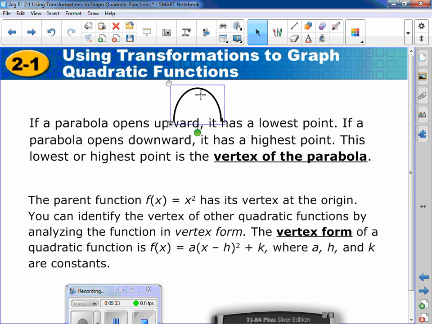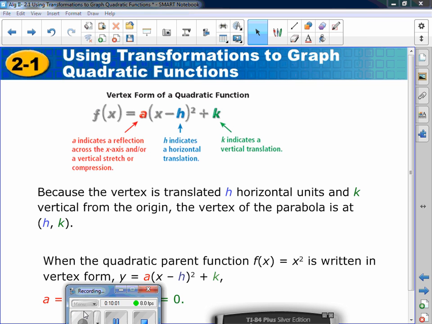In Algebra 1, we talked about all the different linear forms: slope-intercept form, point-slope form, and standard form. When we're talking about quadratics, one of them is called vertex form. Vertex form is what we've been talking about in this first section: a times the quantity x minus h squared plus k.